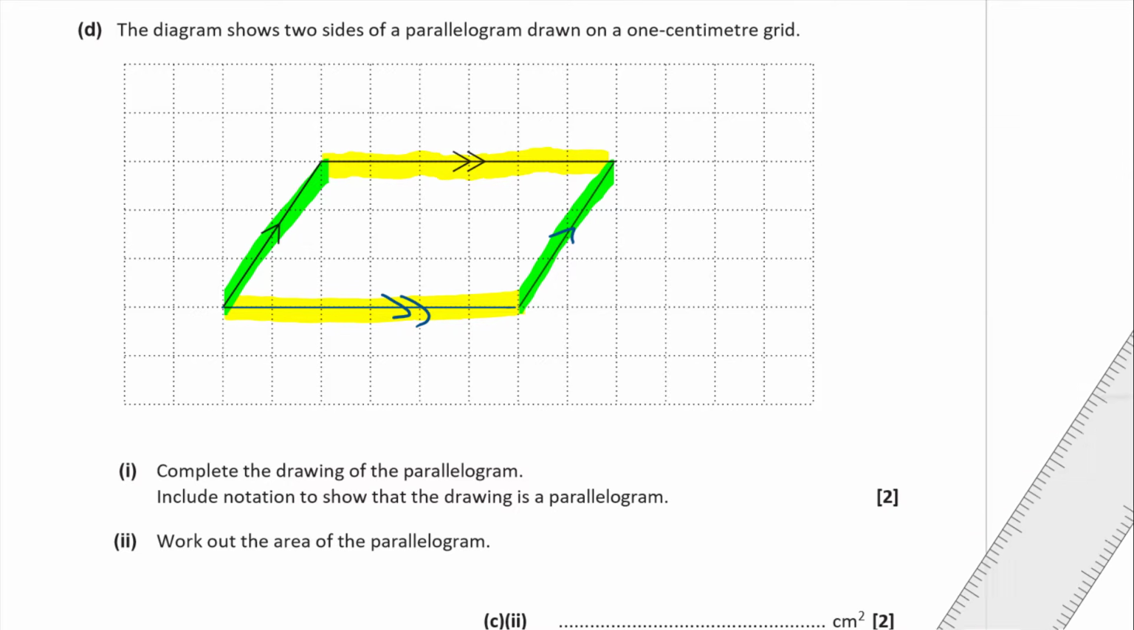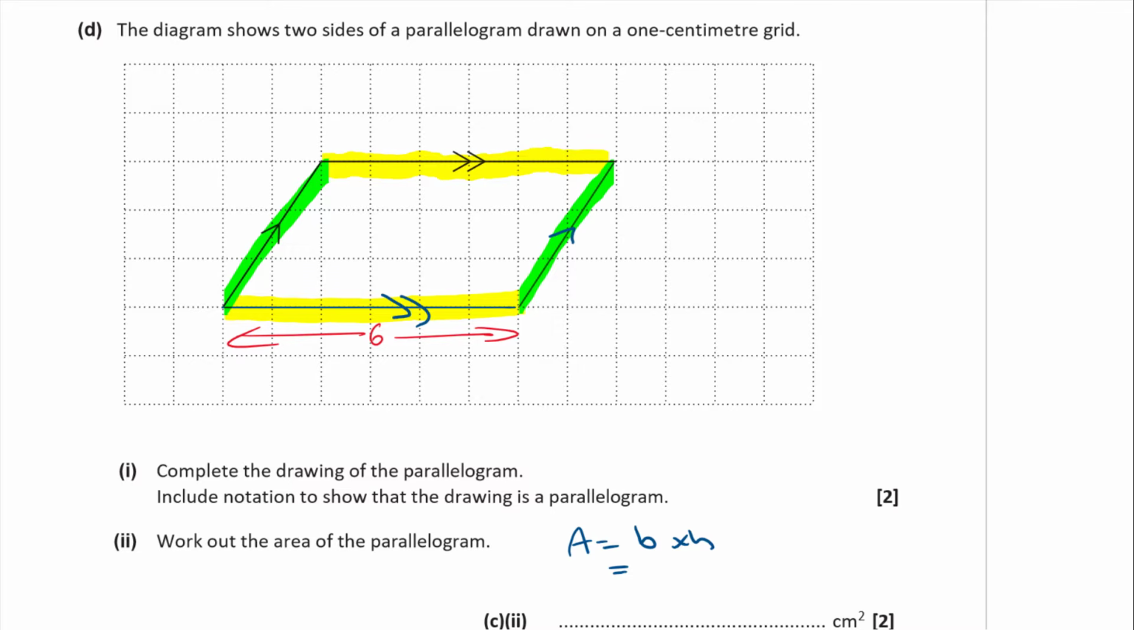And then it says work out the area of the parallelogram. The area of a parallelogram is equal to base times height. So the base is just the length of this line along the bottom, which is 6 squares, and the height is going to be this distance here, which is 3, isn't it? So then the area of this shape is going to be 6 times 3, which is 18 centimeters squared.